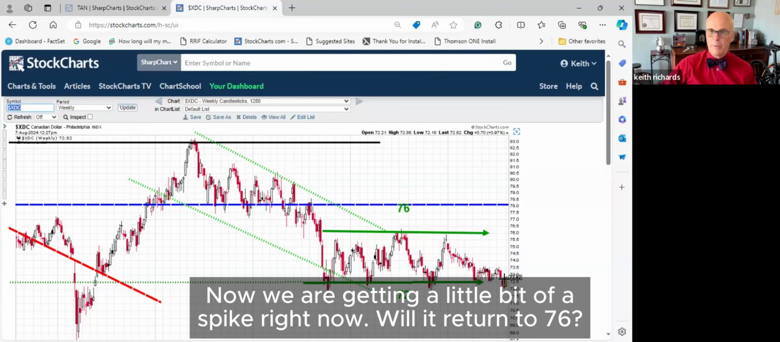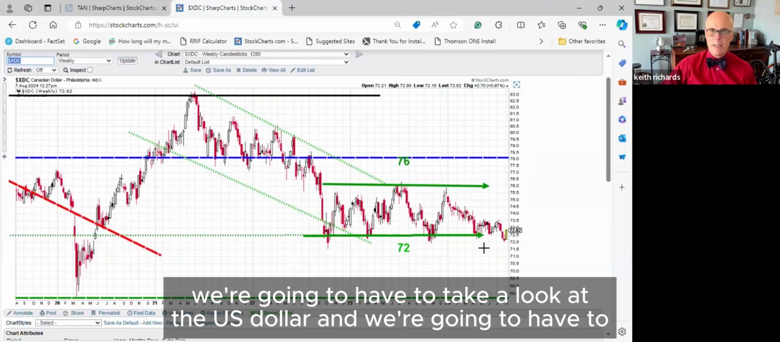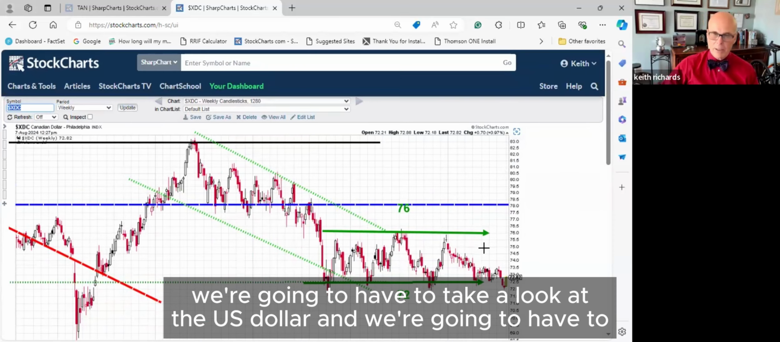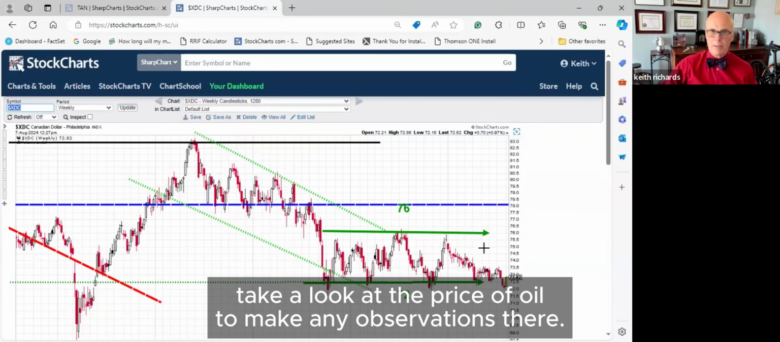Now we are getting a little bit of a spike right now. Will it return to 76? Again, we're going to have to take a look at the US dollar, and we're going to have to take a look at the price of oil to make any observations there.